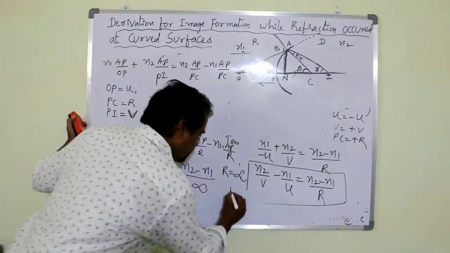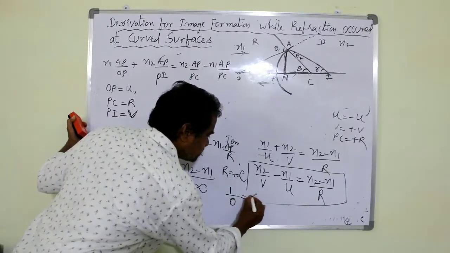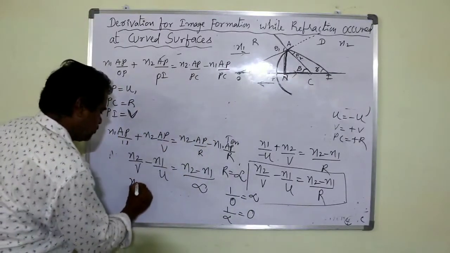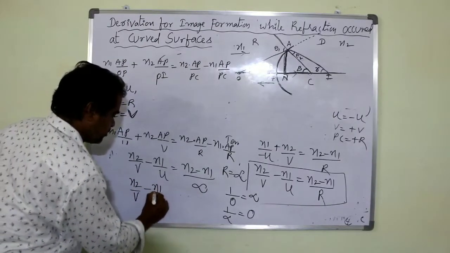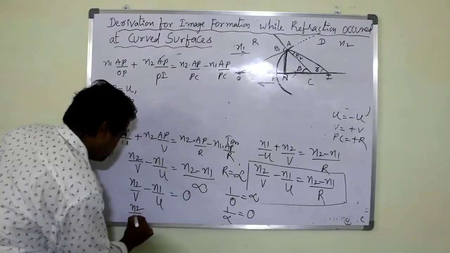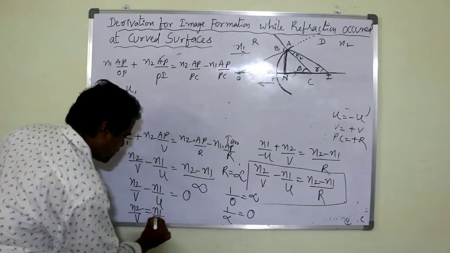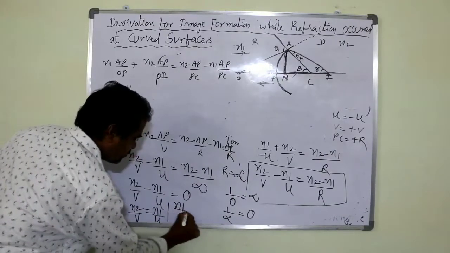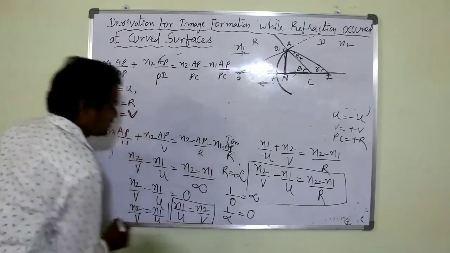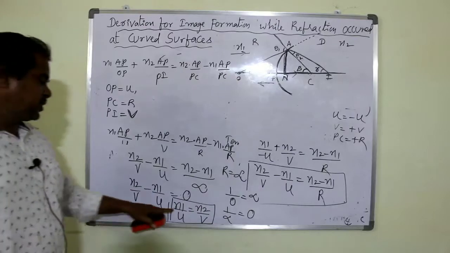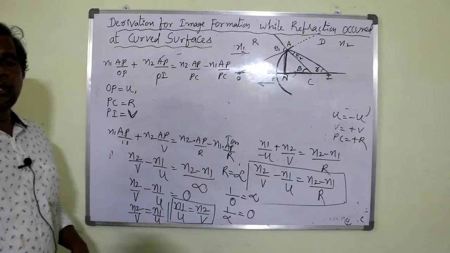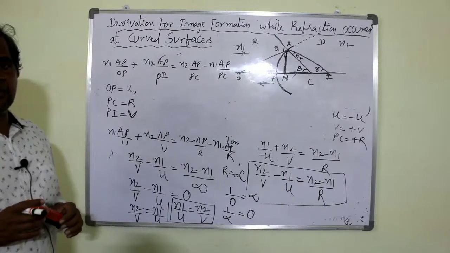According to mathematics, 1 by 0 is equal to infinity, so 1 by infinity is nothing but 0. So n2 by v minus n1 by u is equal to 0. So n2 by v is equal to n1 by u, or n1 by u is equal to n2 by v. This is the equation for the formation of the image when light rays are refracted on plane surfaces.